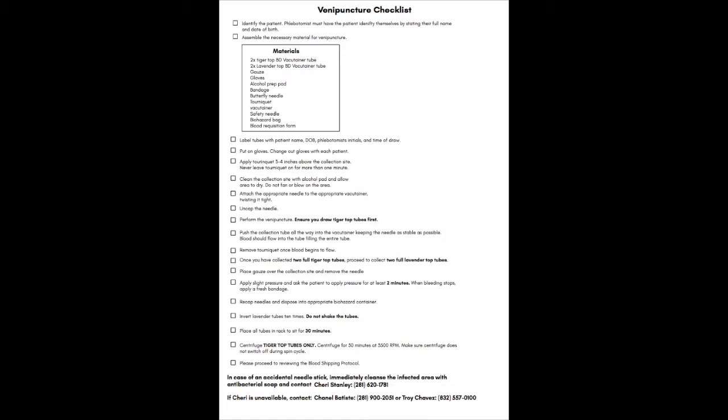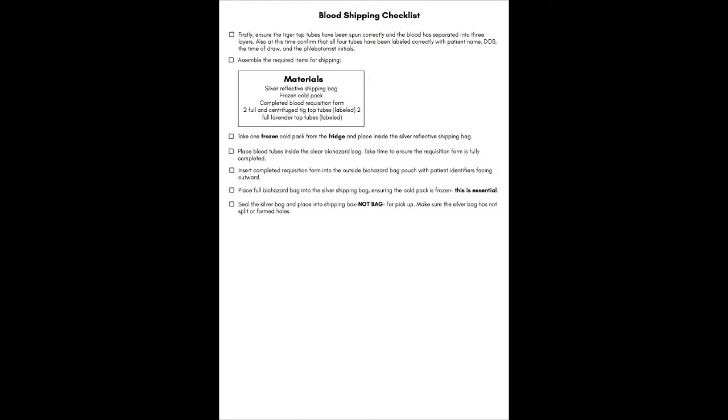Page 35. The following is the venipuncture checklist. This form is to ensure the MA is following the correct collection process in order to prevent errors. Page 36. The blood shipping checklist ensures the MA is correctly shipping blood to the laboratory.